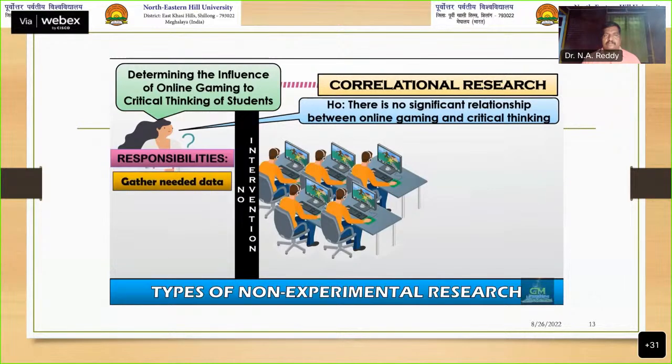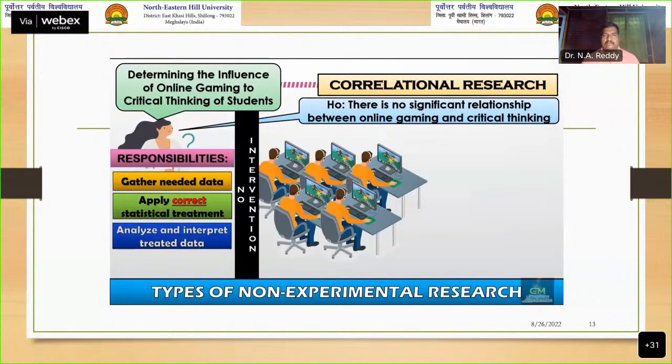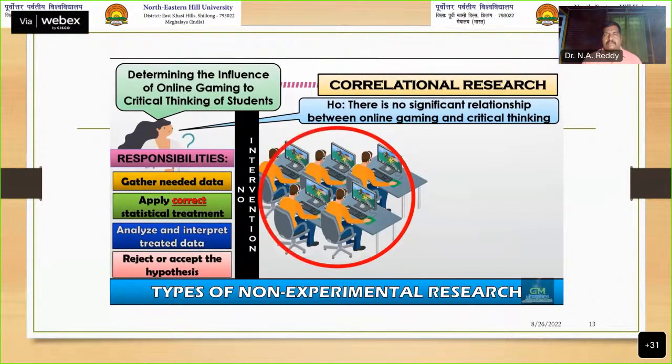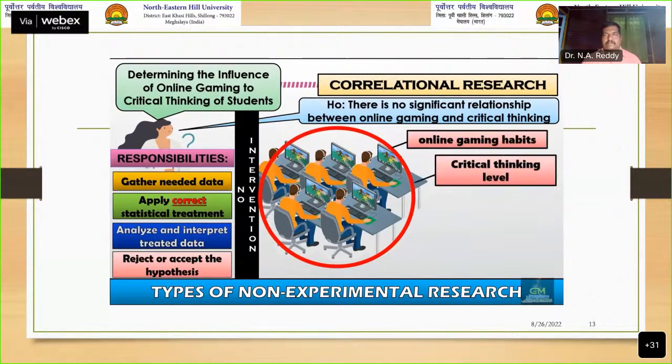Again, in a correlational research, there is no intervention because the responsibilities of a researcher focus primarily on gathering the needed data, applying the correct statistical treatment, analyzing and interpreting the treated data, and from there, rejecting or accepting the hypothesis. Now, going back to our online gamers here, these participants are then given instruments that would assess their online gaming habits as well as their critical thinking level.